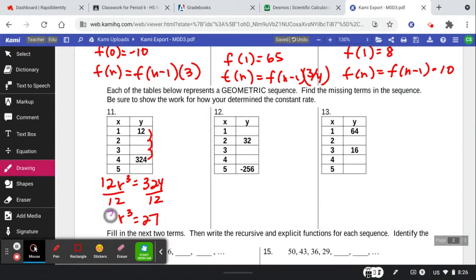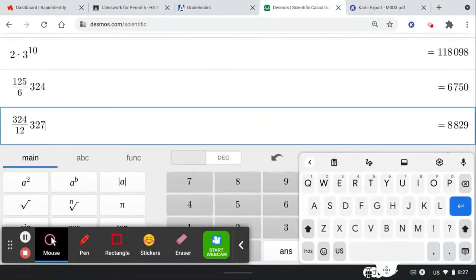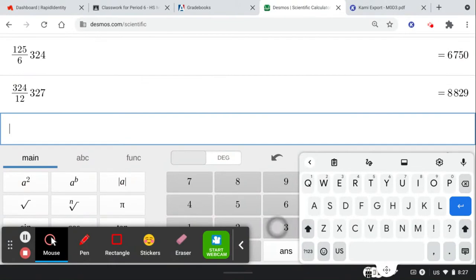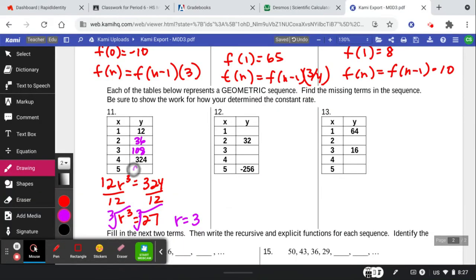And the cubed root of 27 is 3. So 12 times 3 is 36. 36 times 3 is 108. And then 324 times 3 is 972. All right, pause the video and try the next one, setting up the same equation.